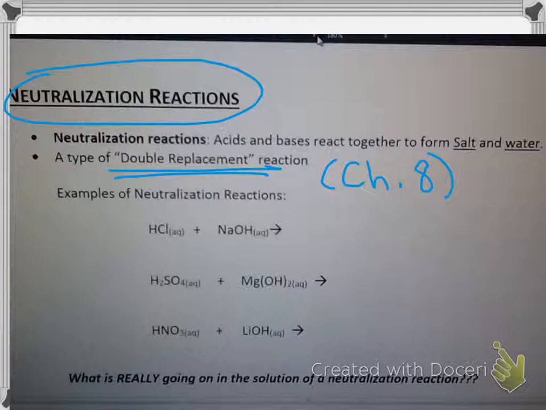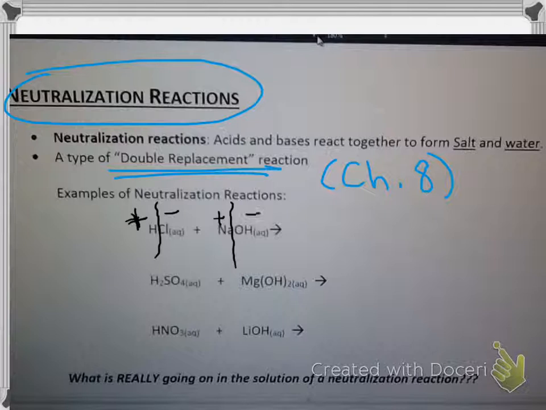Here's an example. Here we have hydrochloric acid. That's a strong electrolyte, it's a strong acid. We're reacting it with sodium hydroxide, which is a strong electrolyte, it's a strong base. So we have strong acid plus strong base. Well, remember that if this is a double replacement reaction, we have cations and anions in each of these compounds that we can kind of draw.